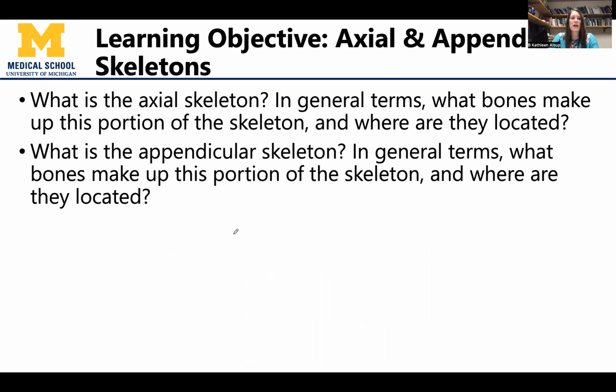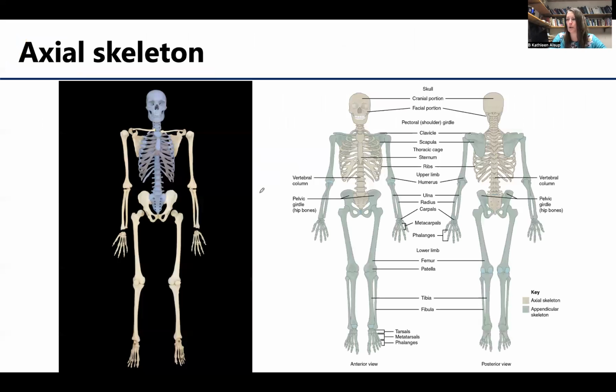The goals of this mini lecture are to just get our bearings. We're going to understand what the term axial skeleton means and what the term appendicular skeleton means, and also where these are located and what types of bones make up these portions of the skeleton. This is a short one, so I think we'll get right to the point here.